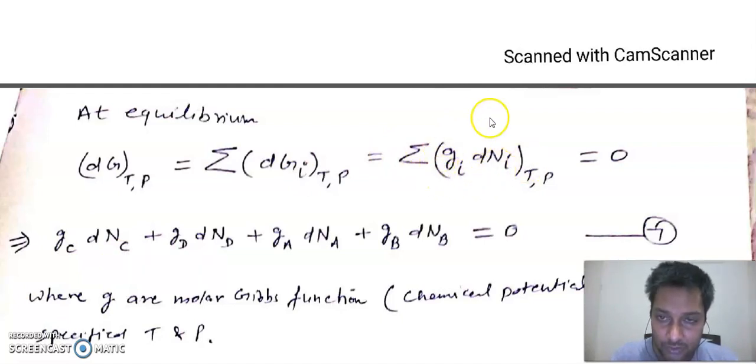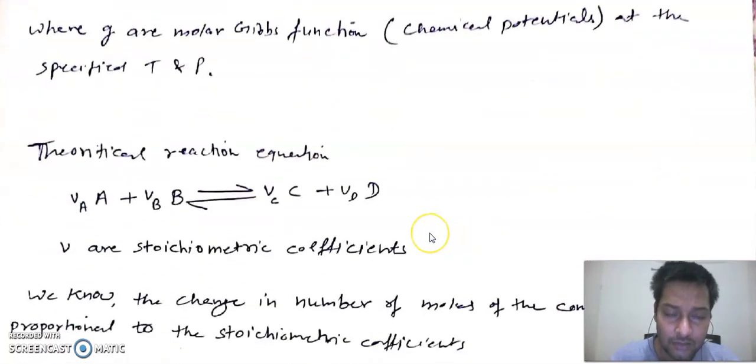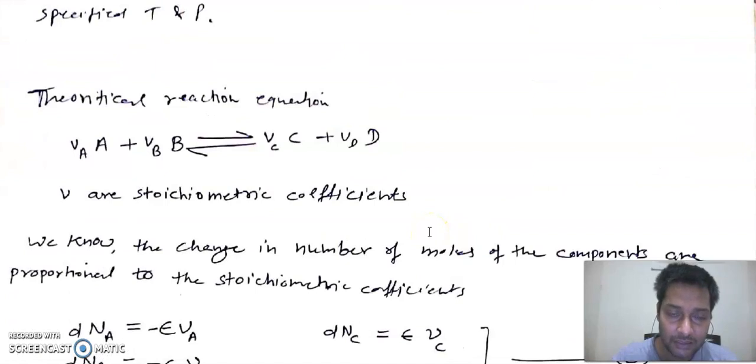So if you expand for component A, B, C and D, we will get this equation: Gc dnc plus Gd dnd plus Ga dna plus Gb dnb will be equal to 0. As I explained, the reaction is such that A plus B reacts to form C plus D. So this is our reaction expression. Va, Vb, Vc and Vd are stoichiometric coefficients.